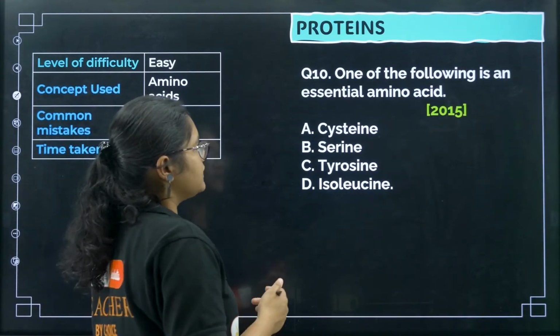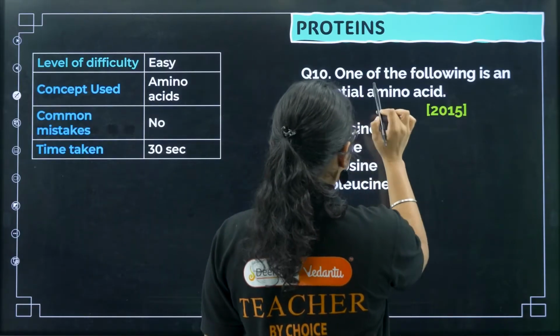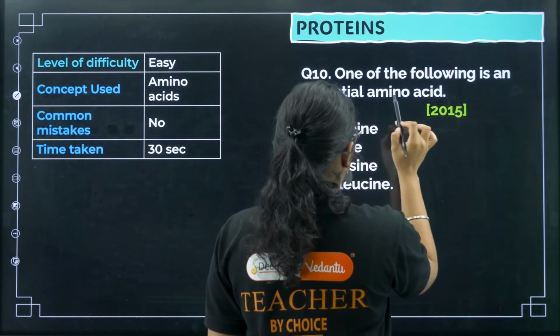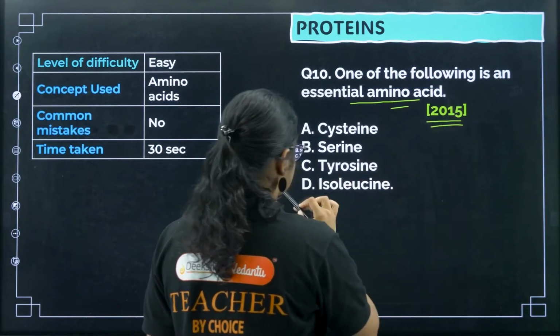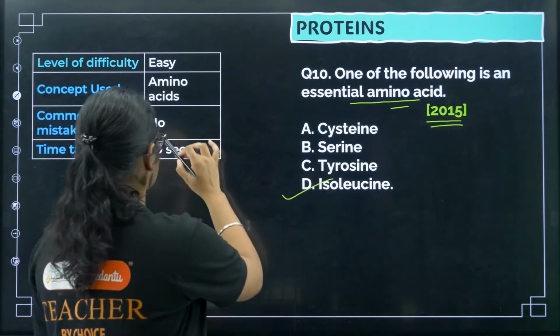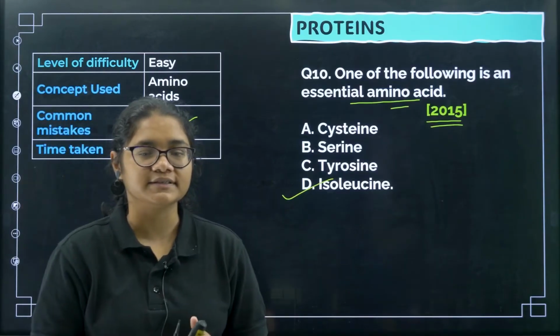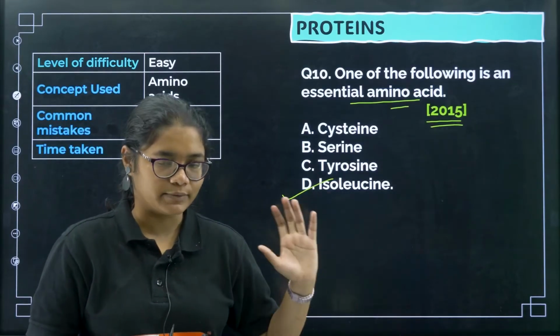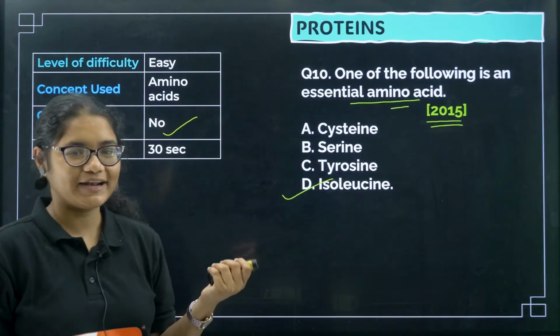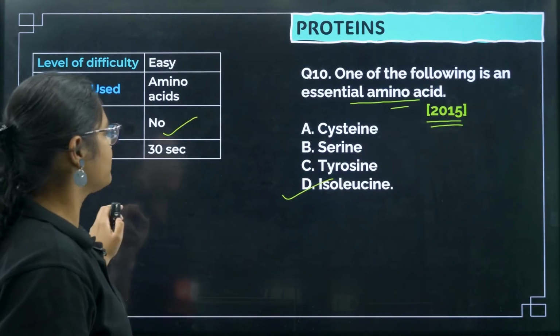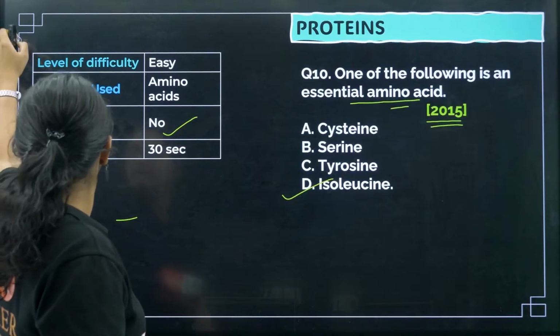Next, we are coming to proteins now. Question number 10, one of the following is an essential amino acid. So 2015 question. So answer here is isoleucine. There is no chance of any error here because this is direct definition based question. You just need to remember the examples and then take the answer. Okay. So let us see the next question now.